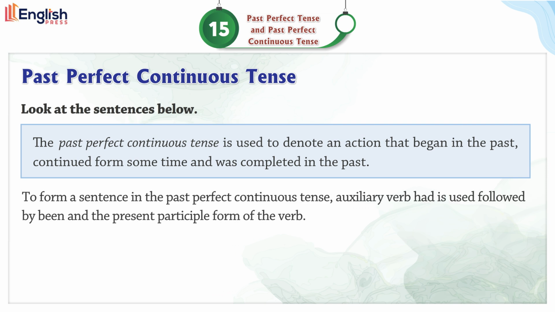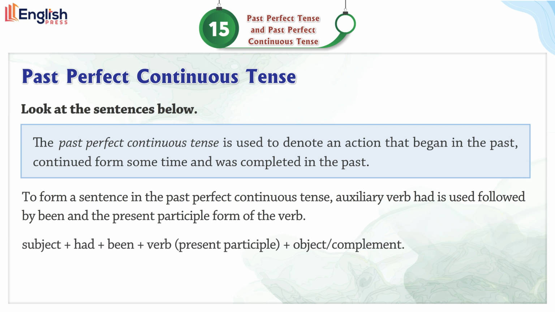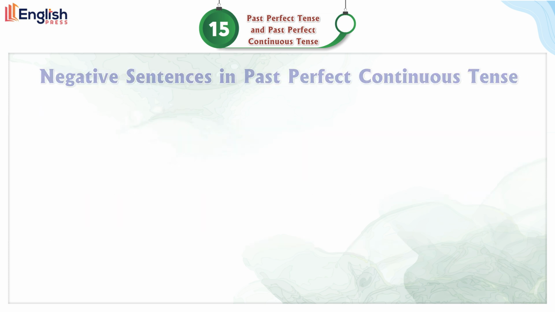To form a sentence in the past perfect continuous tense, the auxiliary verb had is used, followed by been and the present participle form of the verb. Subject plus had plus been plus verb, that is present participle, plus object or complement.